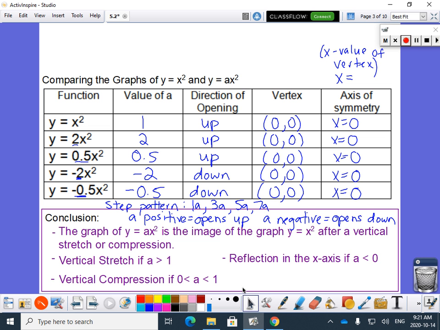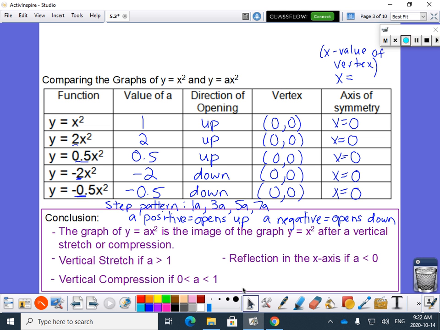Okay, so this little bit down here is very important. It says the graph of y equals ax squared. So it's saying when we have an a value greater than 1, it is the image of the graph y equals x squared after a vertical stretch or compression. Remember yesterday when we did our very last lesson in the afternoon, we started to see those words of vertical compression and vertical stretch. So we said a vertical stretch is when a is greater than 1.